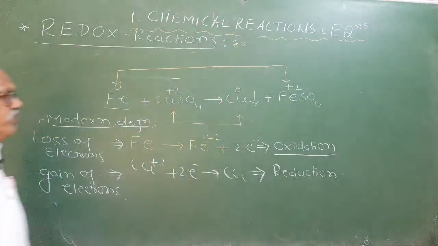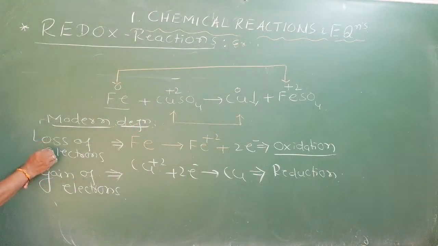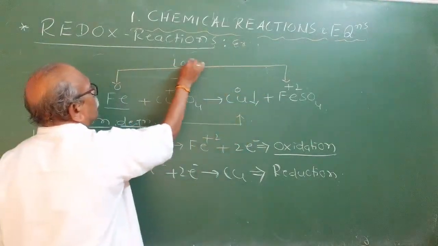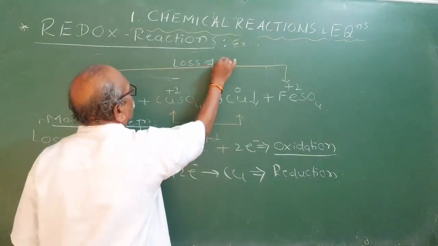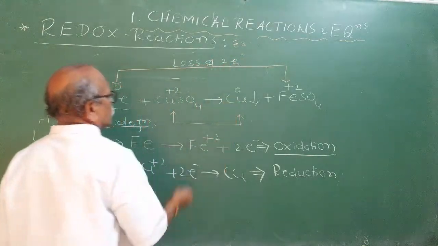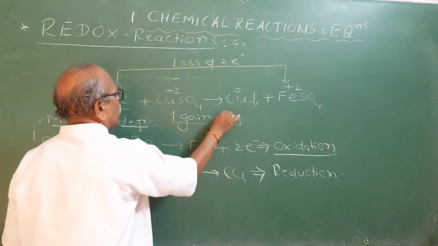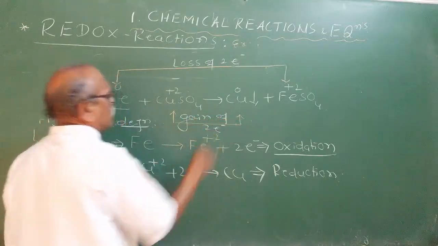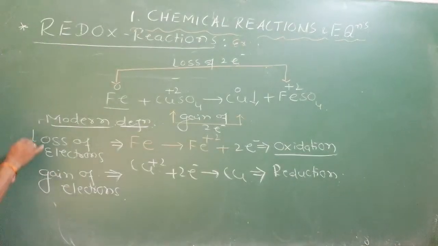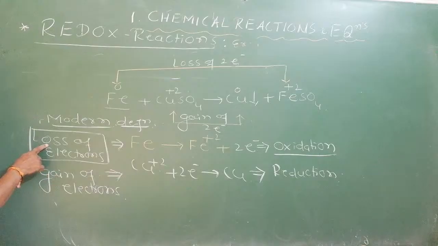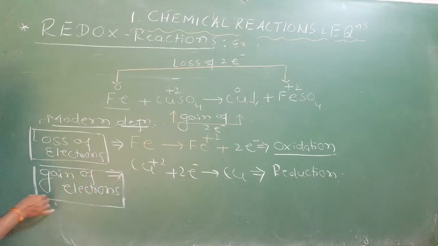Just take one example, write it. If there is loss of electrons, it is called oxidation, because iron is converted into Fe +2. Here you have loss of how many electrons? 2 electrons. Next year you will be learning this in detail in the 11th standard. Here, gain of how many electrons? 2 electrons. This is the modern definition: loss of electrons is oxidation, gain of electrons is reduction.